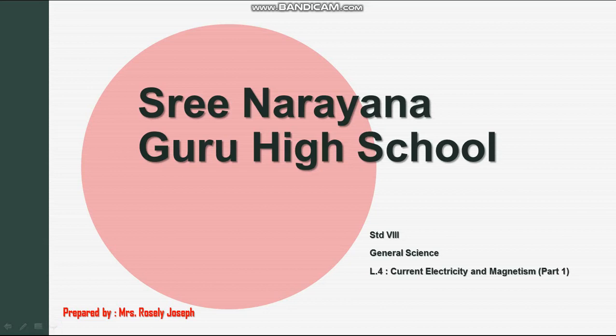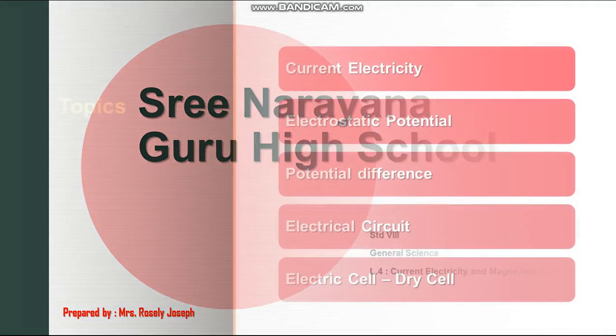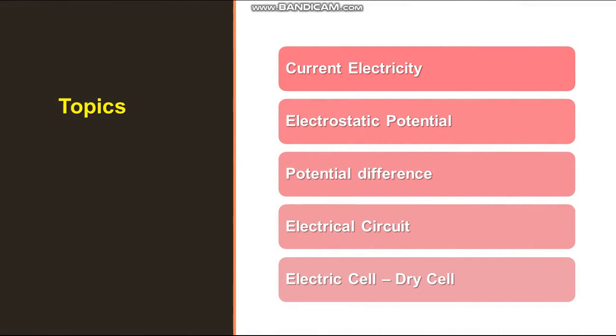Students, today we shall learn lesson 4 of science: current electricity and magnetism. The topics we are going to cover today are current electricity, electrostatic potential, potential difference, electrical circuit and electric cell, where we will learn about dry cell.